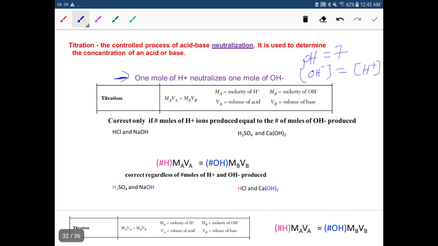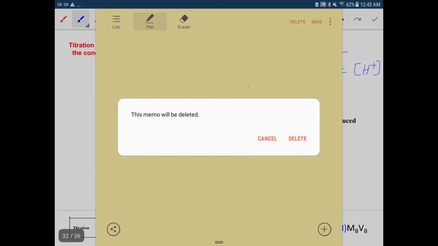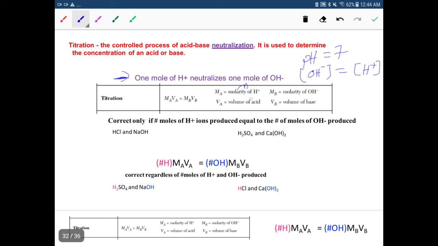And the titration formula is MAVA equals MBVB. This is in your chemistry reference table, Table T. If you're not sure what MA and VA mean, just look at the keys right here, which show what the symbols mean. MA is the molarity of H+, which is the same thing as the molarity of acid, because an acid will produce H+, and VA is the volume of acid.